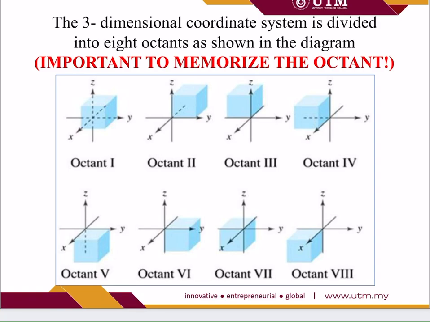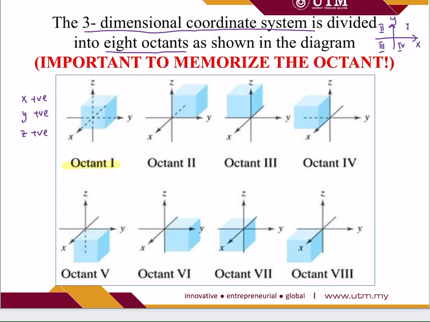In this 3D coordinate system, we have 8 octants. In 2D, we only have 4 quadrants. If we have x and y, we have 4 quadrants: the first, second, third, and fourth quadrant. But in the 3D coordinate system, we have 8 octants. Let's look at the first octant here: the value of x is positive, the value of y is also positive, and the value of z is also positive.